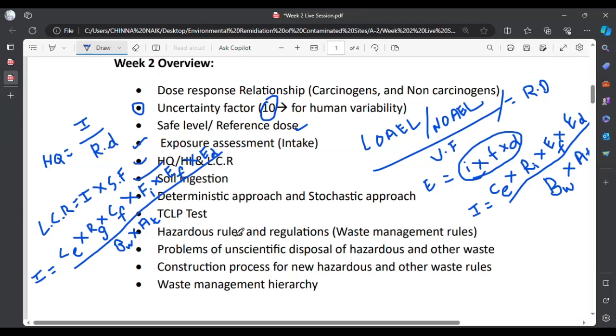Here also, for non-carcinogens we consider average time equal to exposure duration. In the case of carcinogens in exposure assessment, average time is equal to 70 years, that is, average time equal to lifetime. Shall I erase the soil ingestion intake formula?